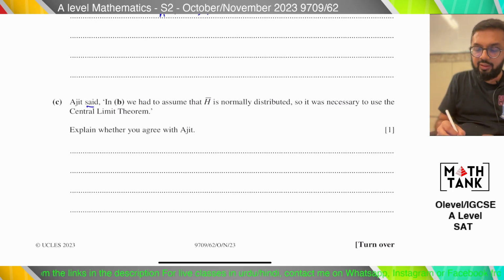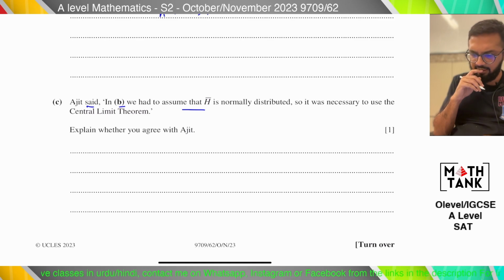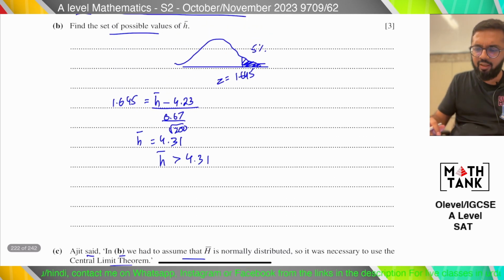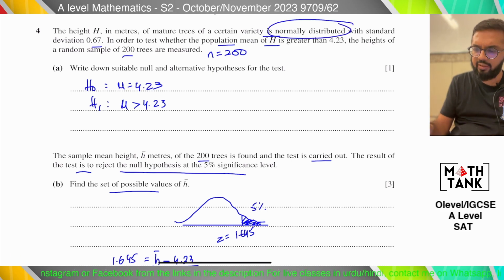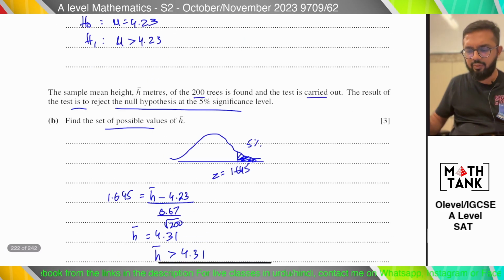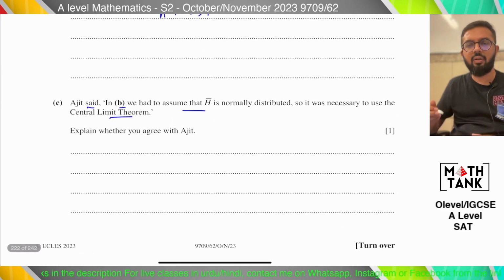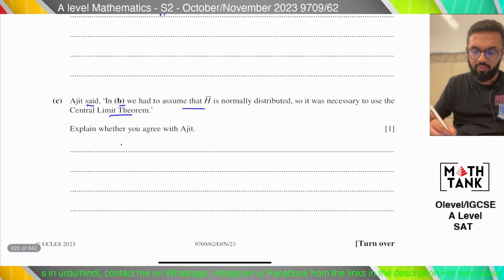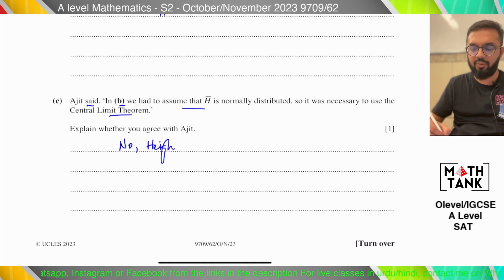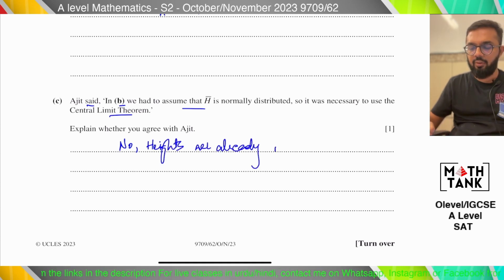Ajit said that in B we would assume that h bar is normally distributed, so that it was necessary to use the central limit theorem. It says already that there's a normal distribution involved, so I don't need the central limit theorem. I need the central limit theorem when it is not normally distributed. No, I don't agree with Ajit, because heights are already normally distributed.